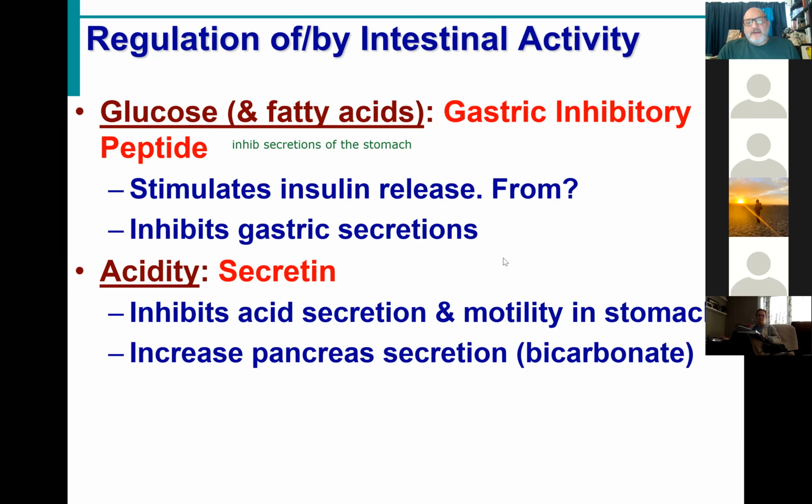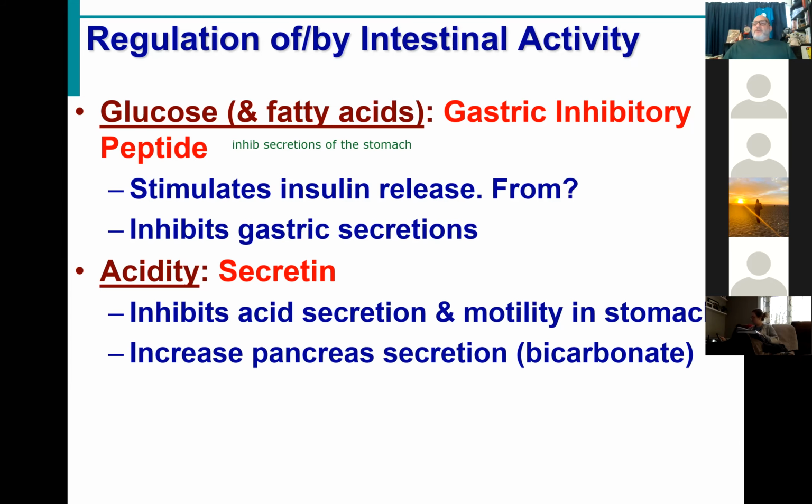And not surprisingly, secretin also stimulates the pancreas, in this case, not to produce more enzymes, but instead to produce more bicarbonate. Again, with the goal there of being able to neutralize that acidity, bring the pH back up so that our small intestine isn't damaged.